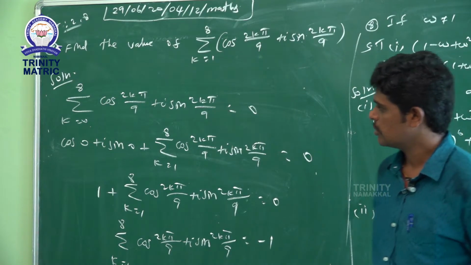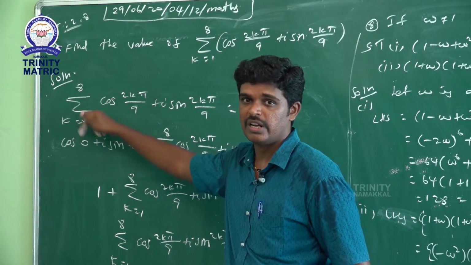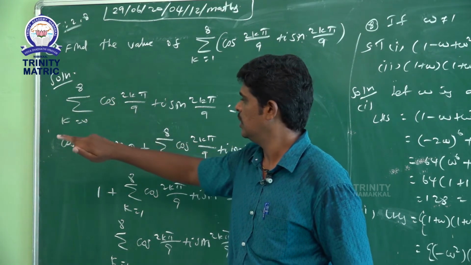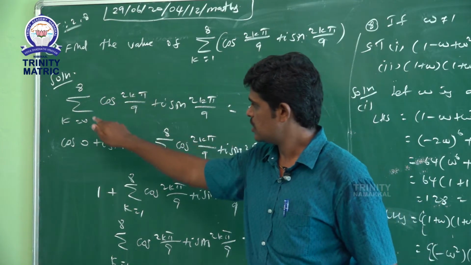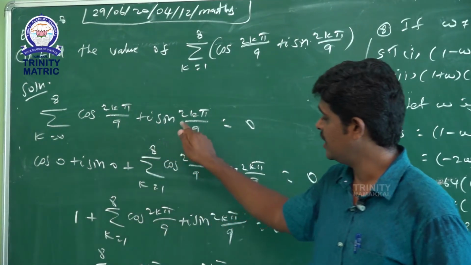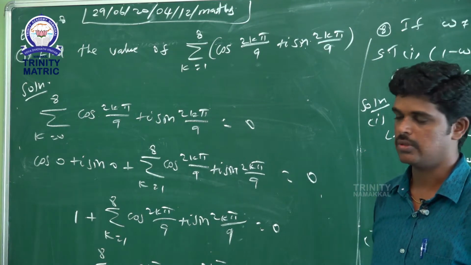Already we know, the sum of 9 roots means k equal to 0 to 8. This is the sum of 9 values, so k equal to 0, 1, 2, 3 up to 8. Those are the same cos and sin terms. So cos 2k pi by 9 plus i sin 2k pi by 9 is equal to 0. This is the sum of the 9 roots is equal to 0.